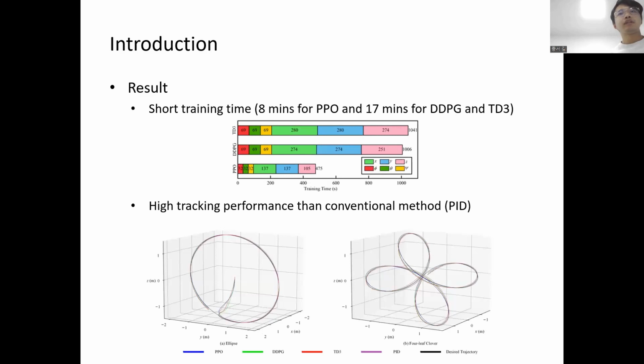Using this approach, the deep reinforcement learning cascade controller, the paper shows that the training time is shortened, which is 8 minutes for PPO and 17 minutes for DDPG and TD3. Also the tracking performance is superior to conventional control methods like PID control.